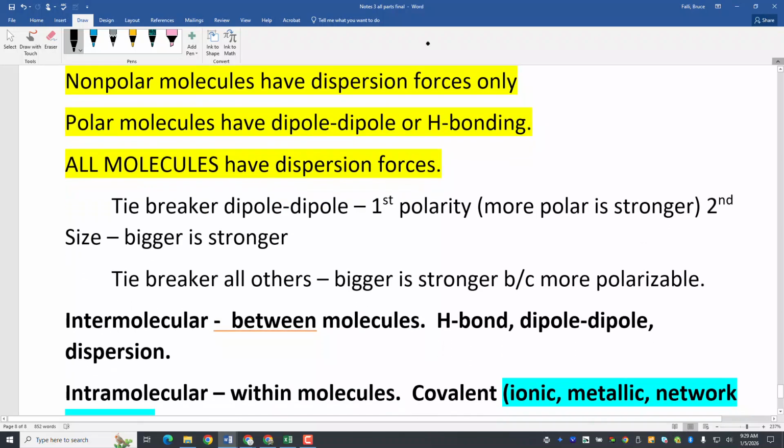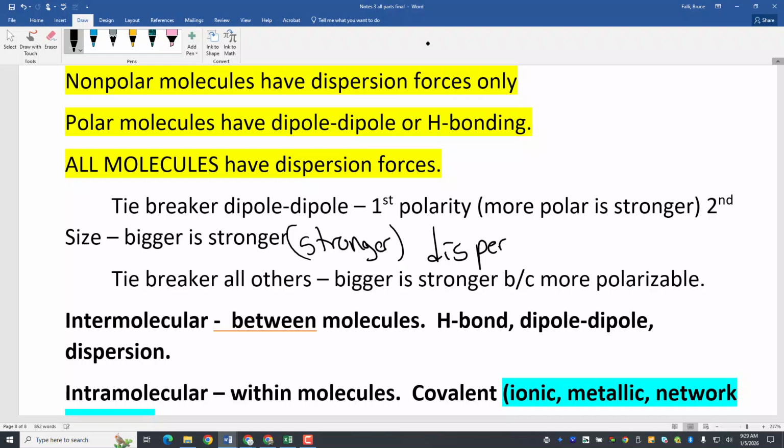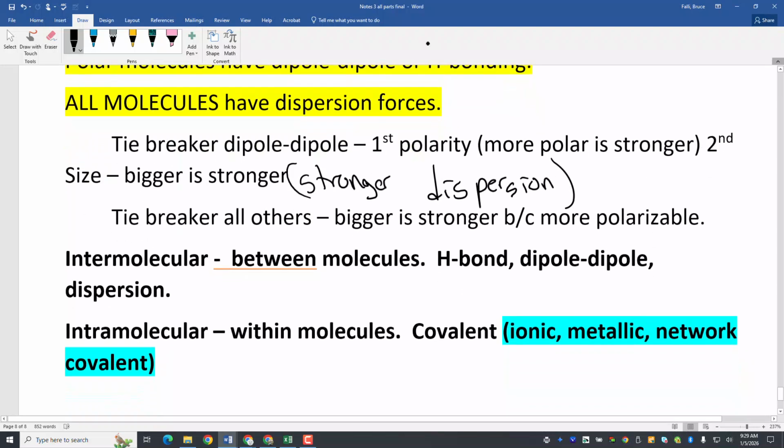Tiebreakers. Dipole-dipole's first is polarity. Second is size. Bigger is stronger, and that would mean stronger dispersion here. Bigger is stronger because it's more polarizable, and more polarizable means more dispersion forces.